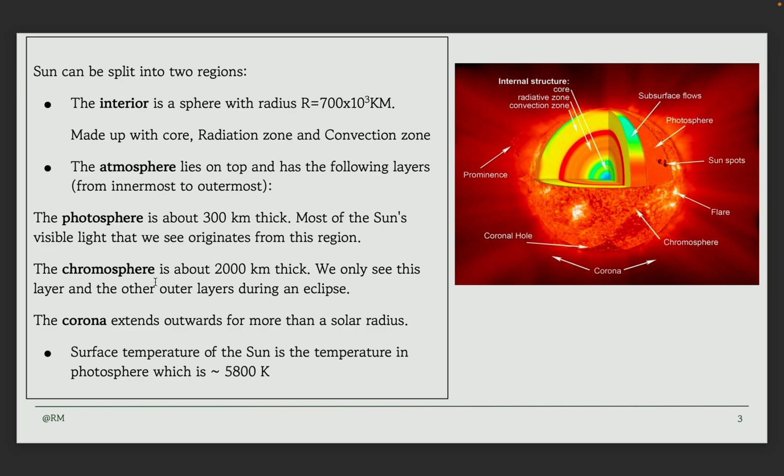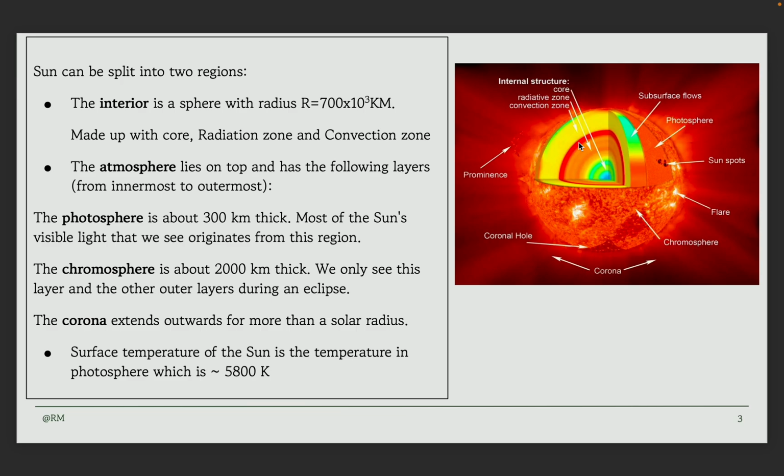We will see what is special about these regions and what the main physical process is that happens in those regions. In the internal region, you can see in the right figure that the core is the most central region. After the core comes the radiation zone, and above the radiation zone there is the convection zone. The convection zone is the last zone of the interior.